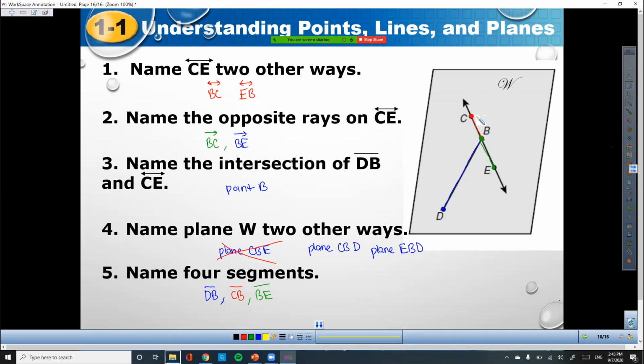My last segment can start at C, and it goes all the way to E. That's my last segment here. Those are my 4 segments. I'm not sure if you can see the yellow, but the yellow will be segment CE. Those are the 4 segments that I have in my drawing here.